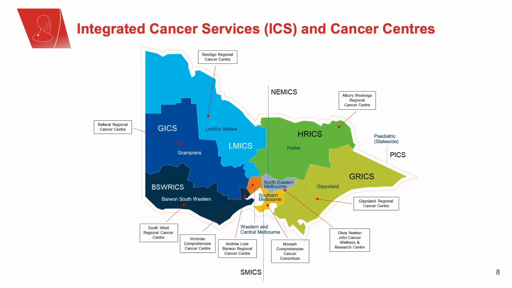Just a summary about the integrated cancer services, the ICSAs that we'll be referring to. There's actually a little nuance, I call it the reverse intuitive. So GICS is Grampians and GRICS is Gippsland. I still get them confused, but just remember the reverse and you'll get it right.